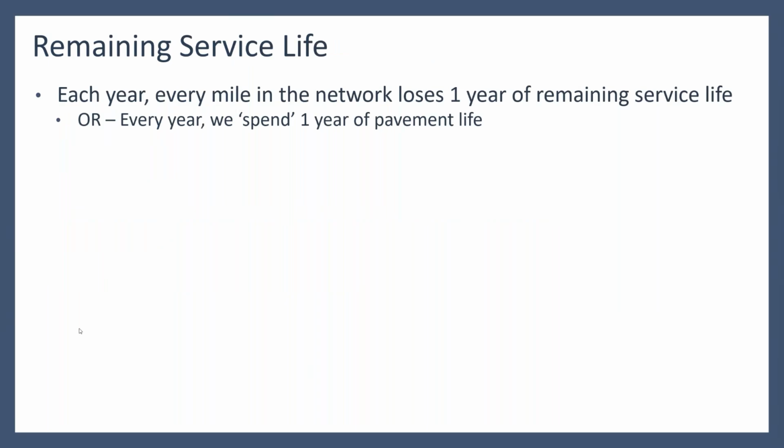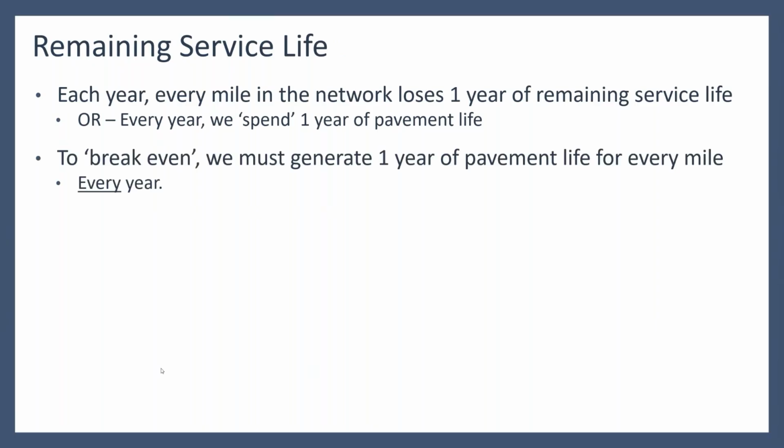Now, putting that in terms of remaining service life, RSL, think of it this way: each year, every mile in your network loses 1 year of its remaining service life. So we're spending 1 year of that pavement's life every year. If our asphalt pavement is going to last 15 years, this time next year it's only got 14 left. The year after, 13 years left, and so on. When we're not watching, it's aging. That happens to people too, sadly.